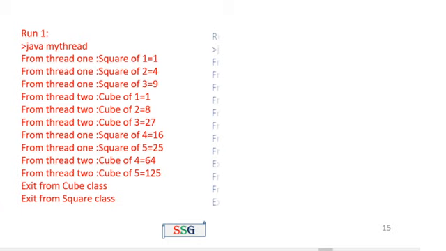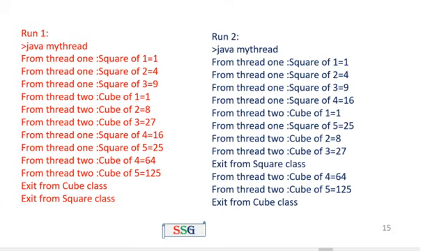I am going to run the same program a second time, and you will see the difference. From thread 1, square of 1, square of 2, this time the square class is executed 4 times, then cube 1 time, again square of 5, then cube 2 times, then exit from the square class, then cube again 2 times, then exit from the cube class. That means we will get the same output in a different format. That is the main importance of the thread concept. Here multi-threading means the process switches over from one thread to another thread at any time.